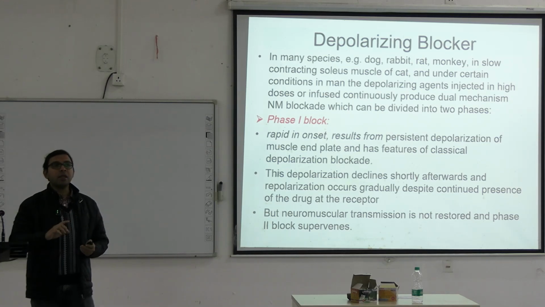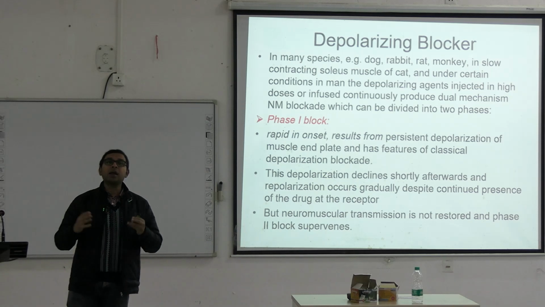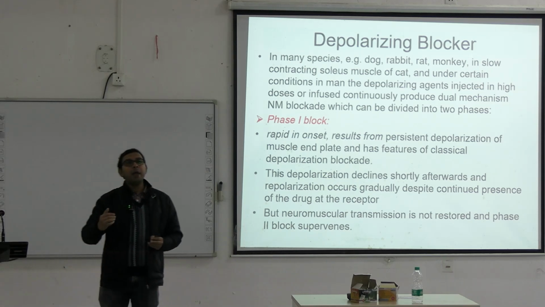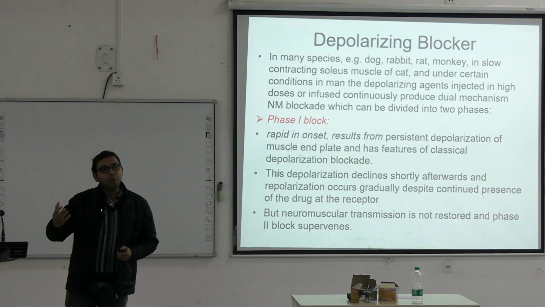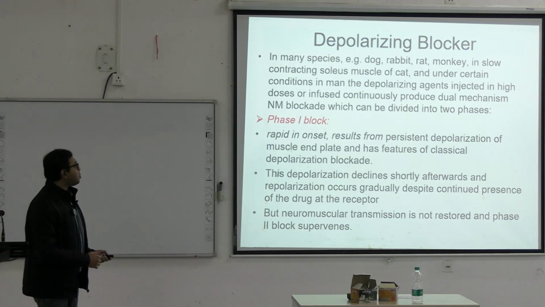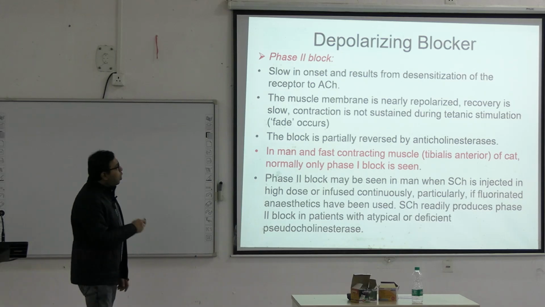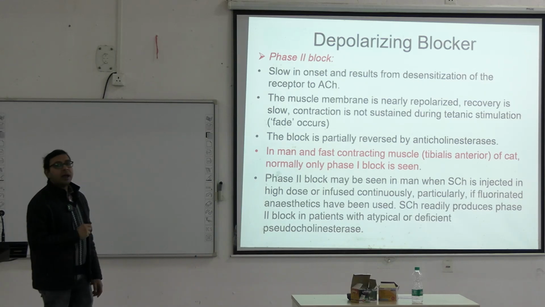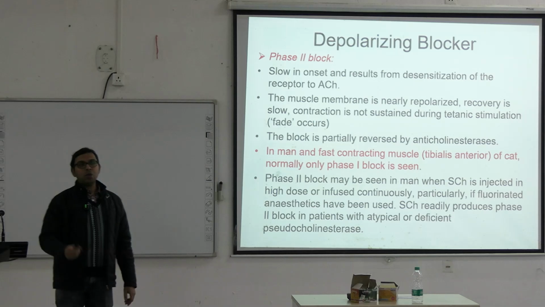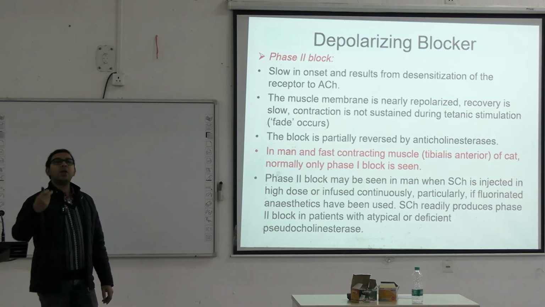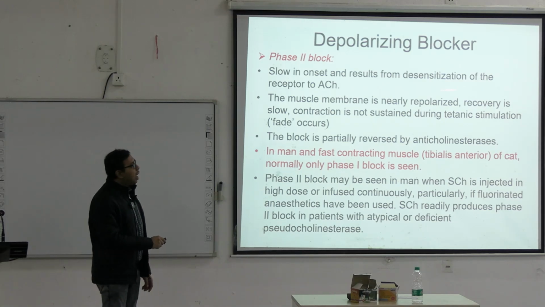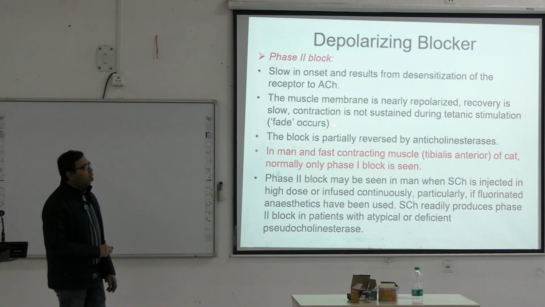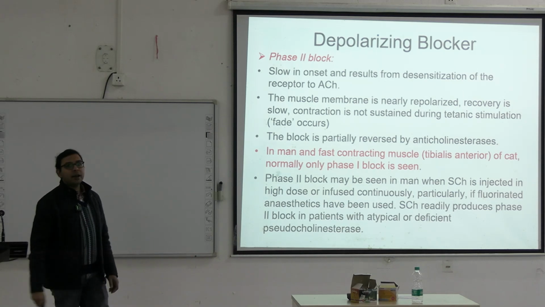So, in those cases, after this phase 1 block, which is a classic depolarization block, there may ensue some phase 2 block, and phase 2 block is like that of the non-depolarizing or competitive block. Phase 2 block is slow in onset, results from desensitization of the receptors to acetylcholine. The receptors become desensitized to acetylcholine because for a long period of time the succinylcholine molecule is there. So, the muscle membrane is nearly repolarized, recovery is slow, and contraction is not sustained during tetanic stimulation.